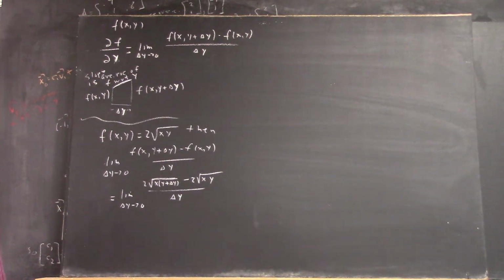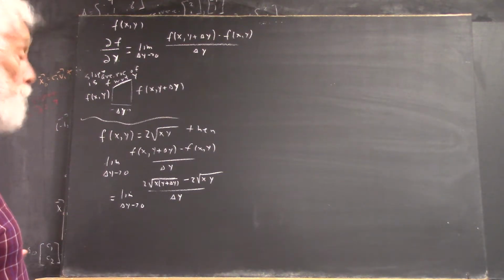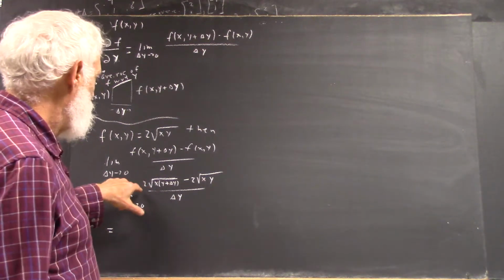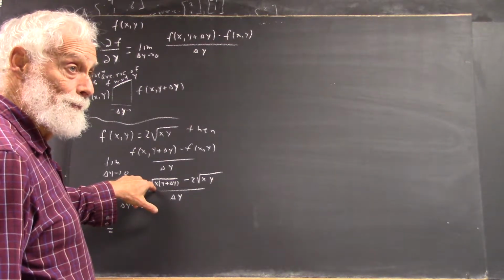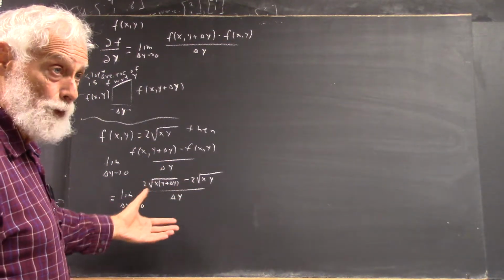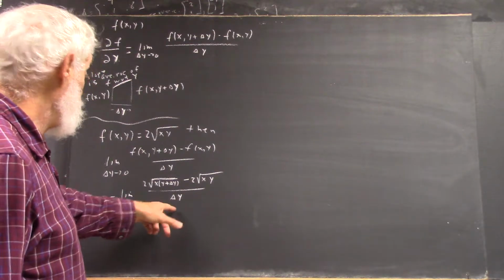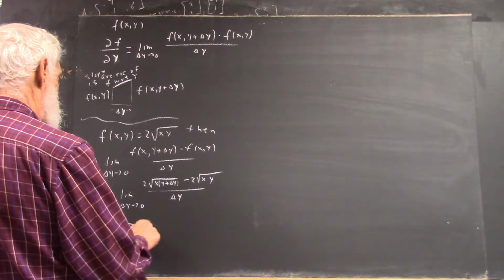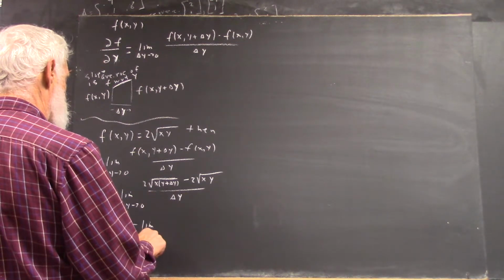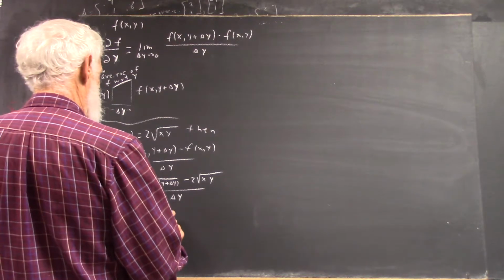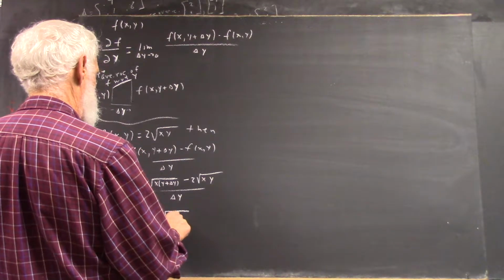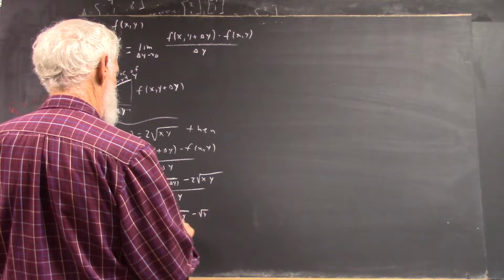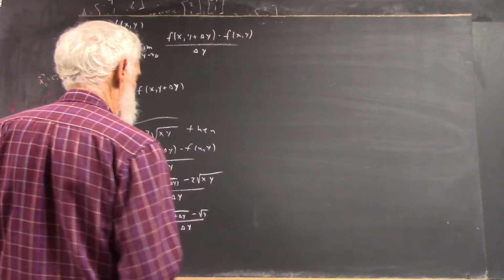And we algebraically simplify this. First of all, we have a common factor, 2 square root of x. It has nothing to do with y or delta y. So we can factor that out. And we get this.